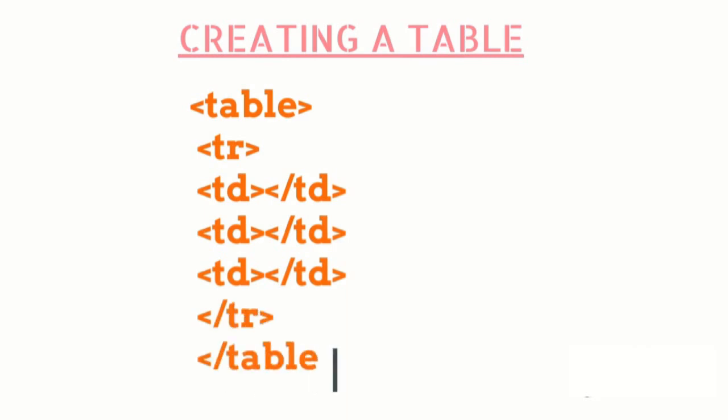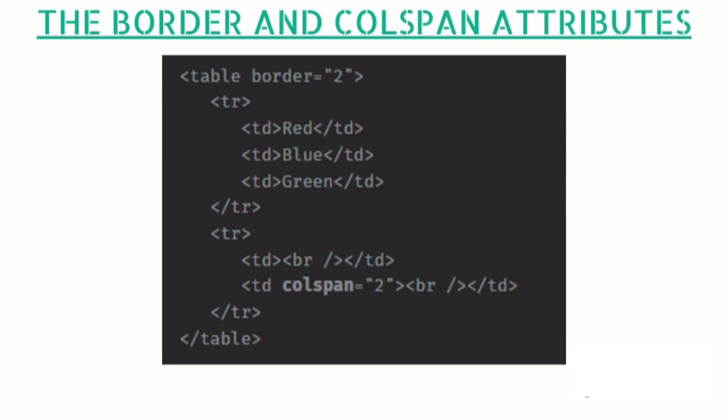Tables are defined by using the table tag. Tables are divided into table rows with the TR tag. Table rows are divided into table columns, table data, with the TD tag. Here is an example of a table with 1 row and 3 columns. A border can be added using the border attribute.